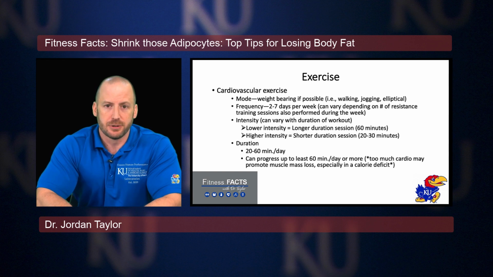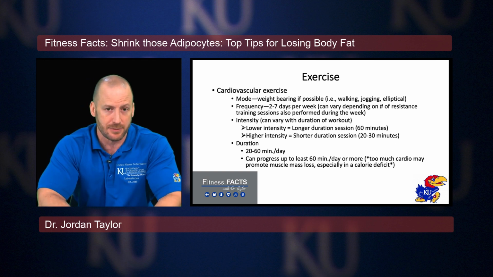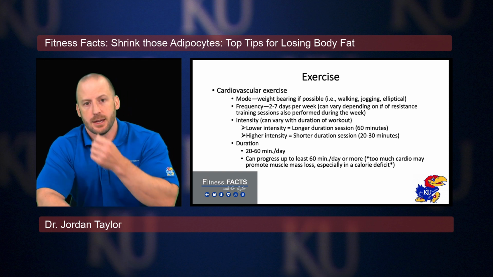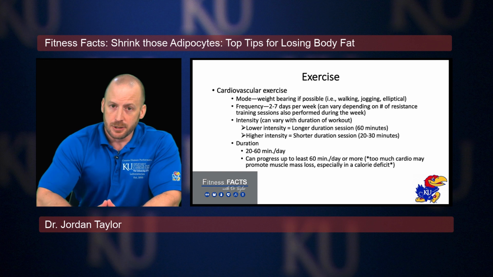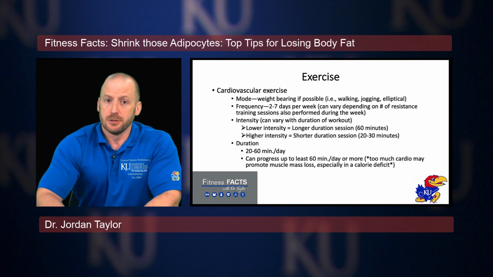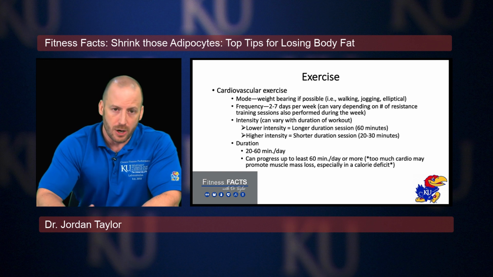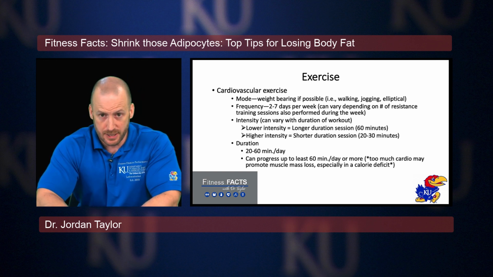But look at the frequency here. You want to shoot for 2 to 7 days a week. This is going to vary depending on how many resistance training sessions you do in the week, okay? And I'm going to have a chart coming up where I explain this. The intensity of cardio should vary with the duration of your workout. If you're doing longer duration workout sessions, like say 60 minutes, then you want to do lower intensity cardio, like a walk that you can maintain, a slow jog for that 60-minute duration.